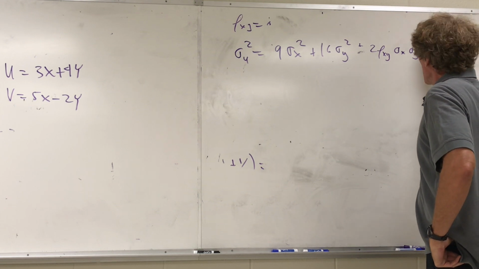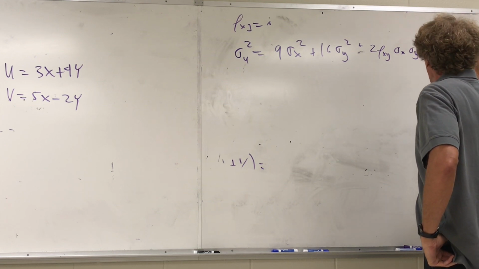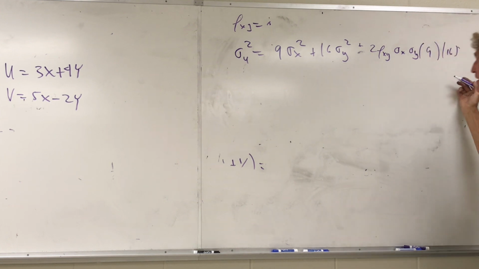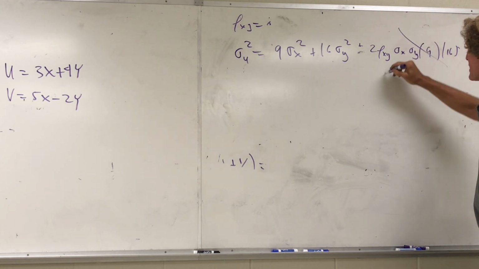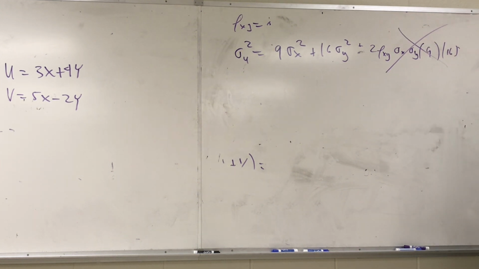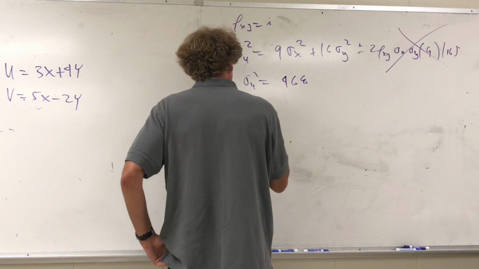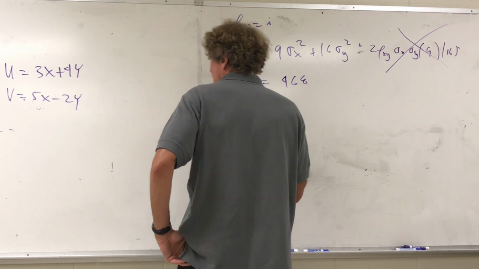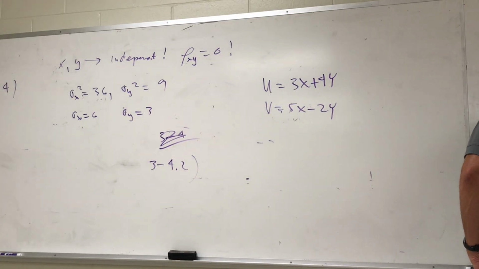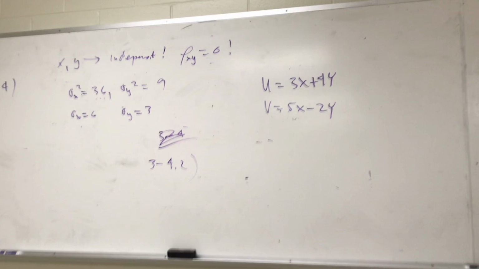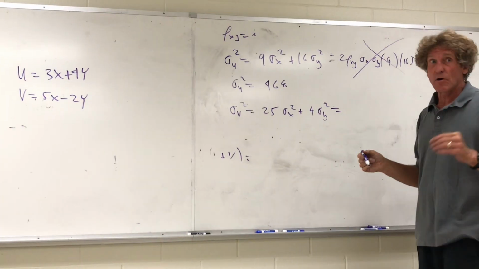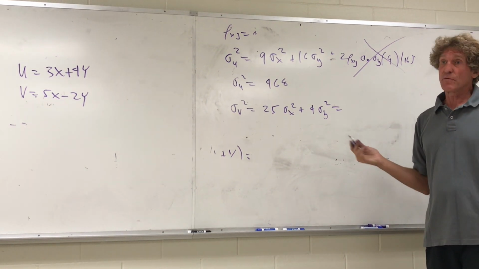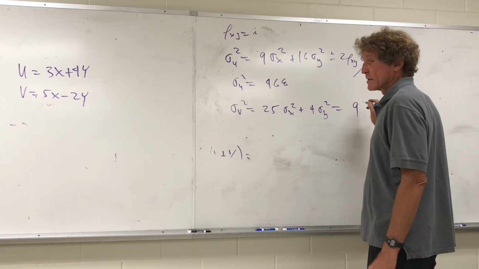Yeah, it's times 9 times 16, but it doesn't matter why, because rho xy is 0. So I guess I'm not even focused on that. I know it's going away. So that's 468. Now for sigma v, I have to take 5 squared, or 25, times sigma x squared, plus 4 times sigma y squared. And again, this part goes away because rho of xy is 0. Now if it wasn't, you'd have to include it. And what is this? 936.